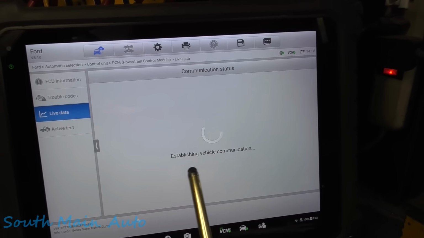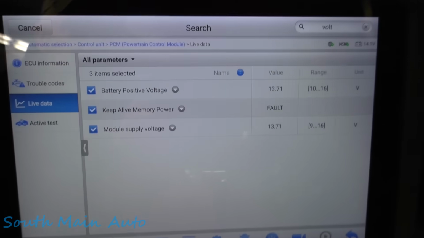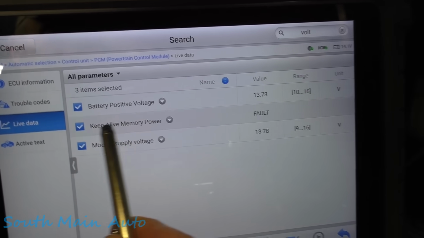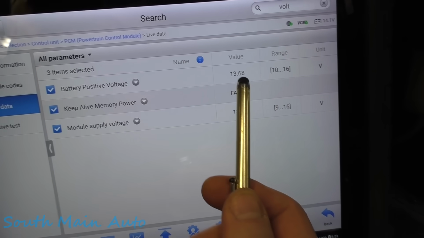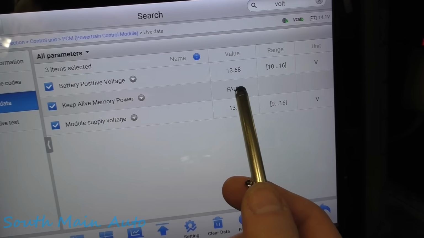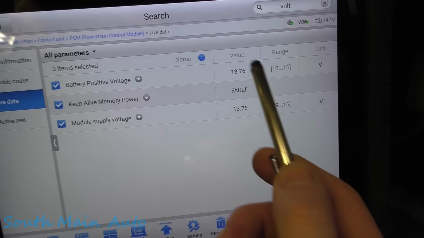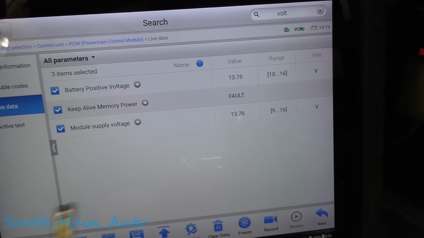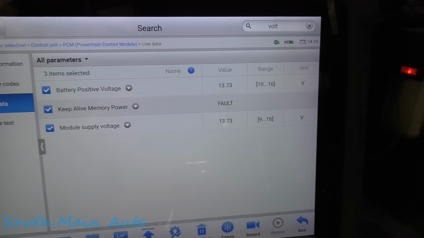So I'm going to look in here and see if we can find any data PIDs that pertain to it. I don't find a voltage data PID, but I did find keep alive memory power, which I half expected not to find. It clearly says there's a fault with it, so it must just be fault or no fault if it recognizes voltage. But here are our other two voltage PIDs that we're able to read at the PCM. We have a battery maintainer on it, so that's why that's there. So let's find this on a wire diagram and see what we can do.